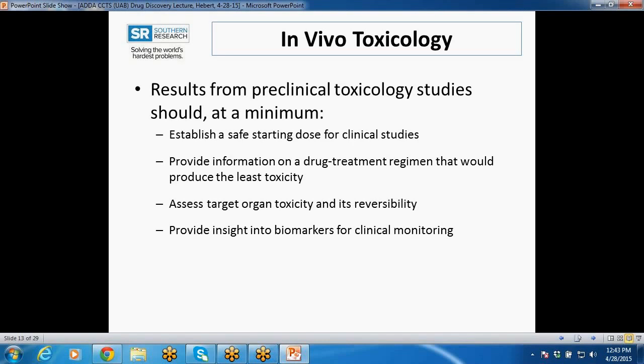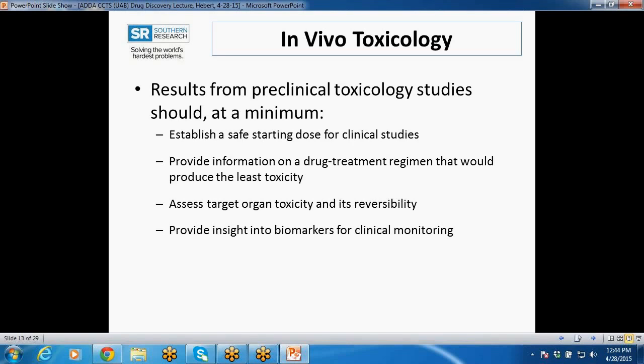There are a lot of considerations that go into that in terms of accumulation of toxicity and persistence of the drug. But one of the things you want to learn from your preclinical tox is what is the most appropriate drug treatment regimen. And I'll just mention that this is a pet peeve of mine. It's not a drug treatment regime. It's a drug treatment regimen. A regime is South Korea, North Korea.